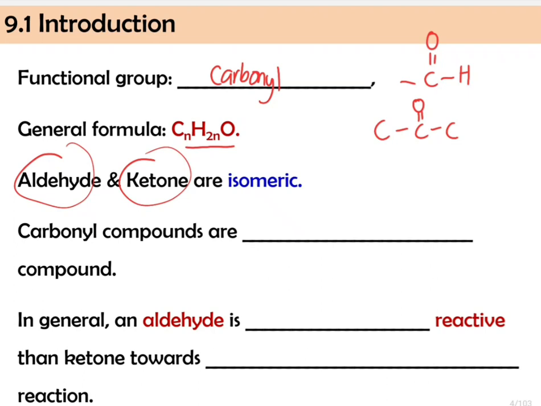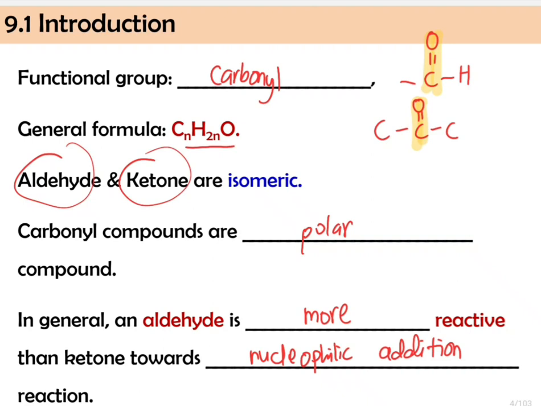CnH2nO. So carbonyl compounds are polar compounds, and in general, an aldehyde is more reactive if you compare to ketone towards nucleophilic addition reaction. Okay, jadi untuk carbonyl compounds, dia akan undergo addition. Kenapa addition? Disebabkan ada double bond O dekat dalam compound tersebut. Okay, and it is nucleophilic.